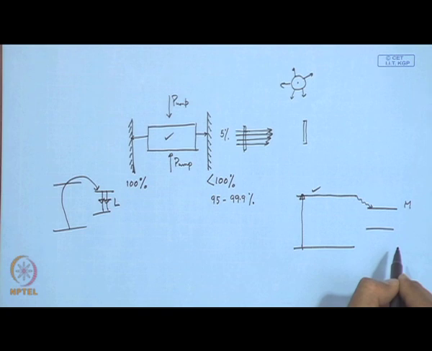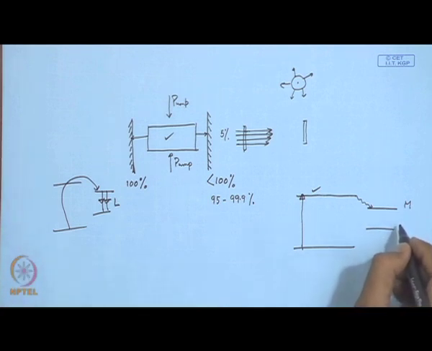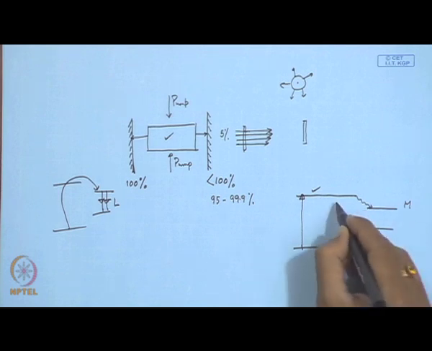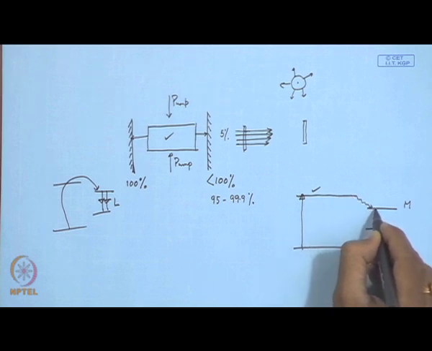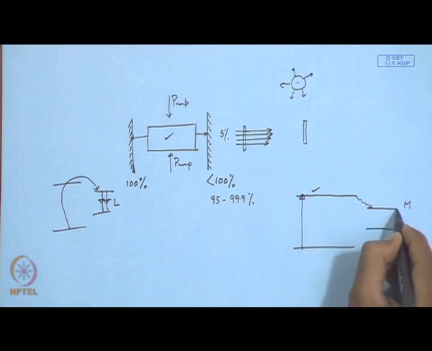Okay. A population inversion is achieved when the majority of atoms have reached this metastable state. And so when the majority of atoms have made this transition, then there is a sufficient population built up.